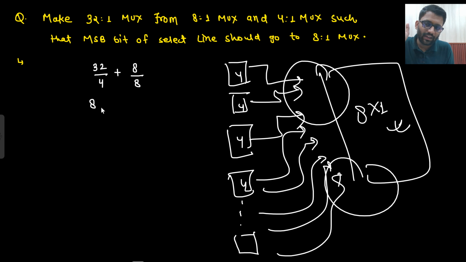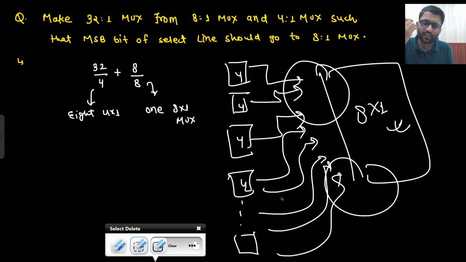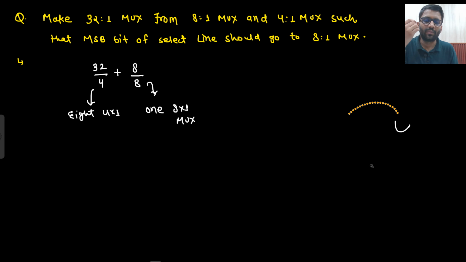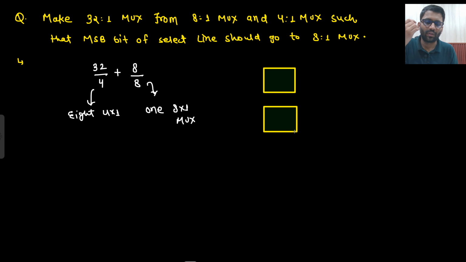So basically there are 8 4 cross 1 mux. So what I can write? 8 4 cross 1 mux and 1 8 cross 1 mux. And let's write down the final design in some good manner. 1 I will make, 2 I will make, and directly 8th I will show.